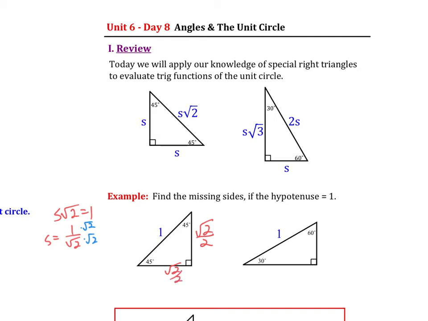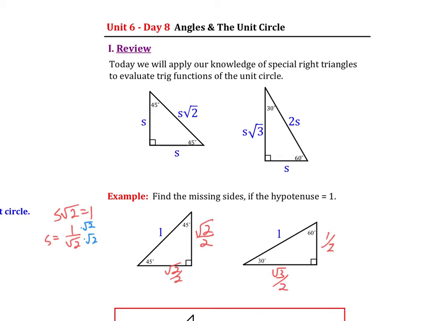Now we'll do the same thing over here on a 30, 60, 90, where we have a hypotenuse of 1. The hypotenuse is 2 times the shorter side length, so the shorter side length here would have to be 1/2, which means the longer leg would be 1/2 times rad 3. That'd be rad 3 halves.